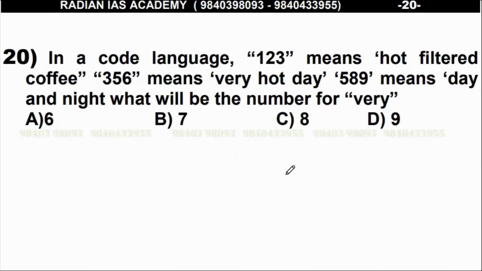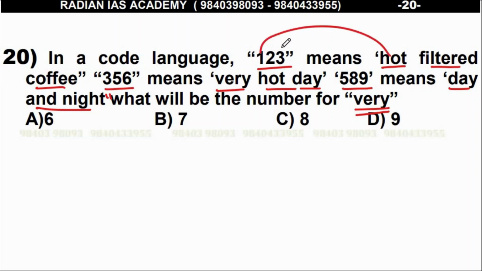In a code language, 123 means hot filtered coffee, 356 means very hot day, 589 means day and night. What number does very stand for? This need not be in the same order. 1 need not stand for hot, 2 need not be filtered, 3 need not be coffee. For example, 123 is hot filtered coffee and 356 is very hot day. Hot appears in both, so the number which appears in both is 3. Therefore, hot is 3.